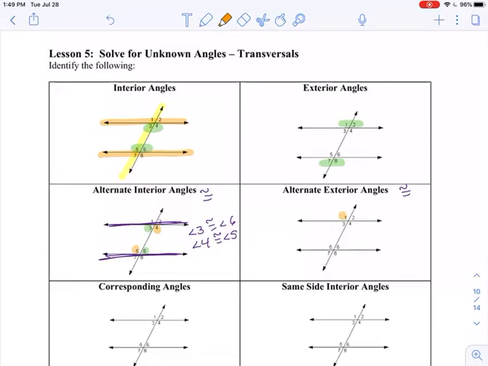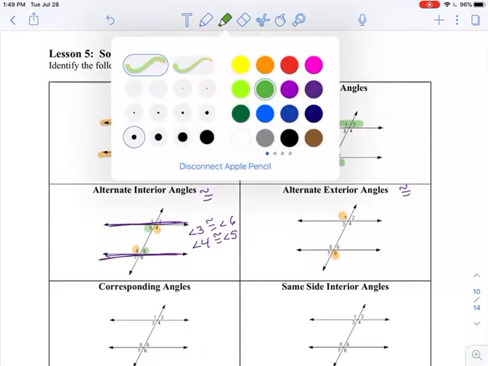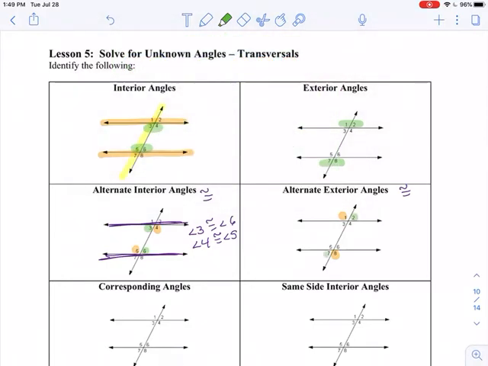So an example of alternate exterior angles are 1 and 8. And then another example is 2 and 7. So again, these are my parallel lines. They're exterior, and they're on opposite sides of that transversal. So alternate exterior angles are congruent to each other. Angle 1 is congruent to angle 8, and angle 2 is congruent to angle 7.